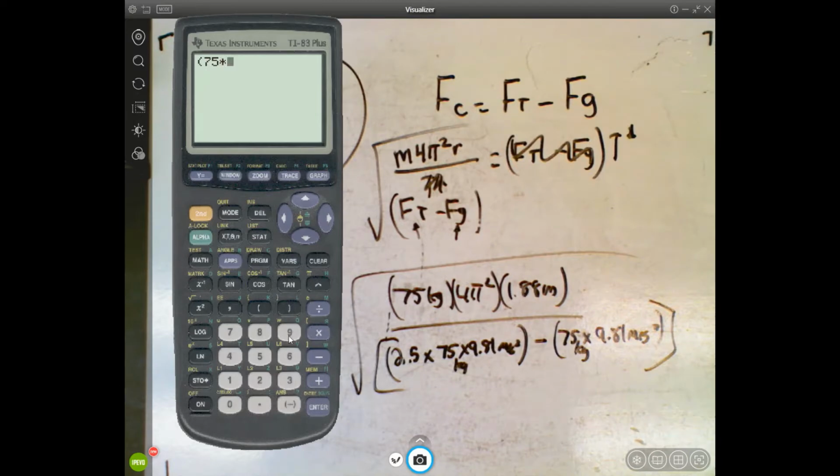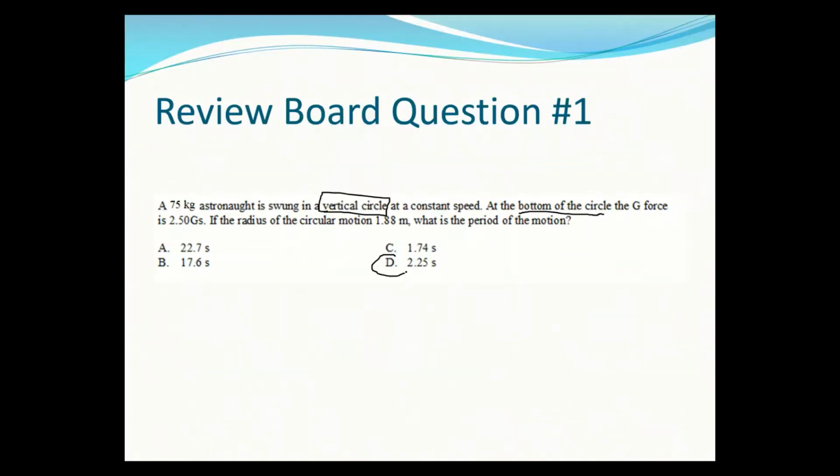So 75 times 4 pi squared times 1.88. And then we'll divide it by, double bracket, 2.5 times 75 times 9.81, subtracted from 75 times 9.81, double bracket there, and then we have to square root our answer, and we get 2.25. So we get D as our answer.